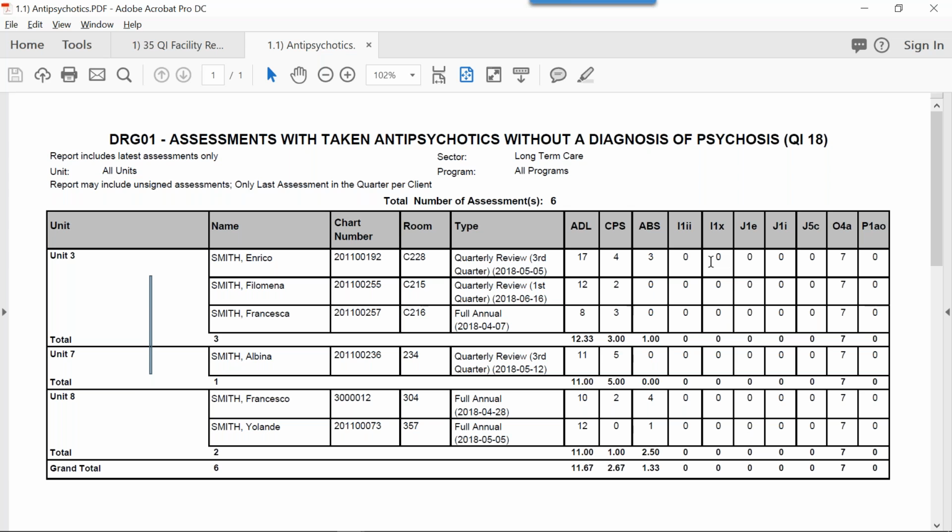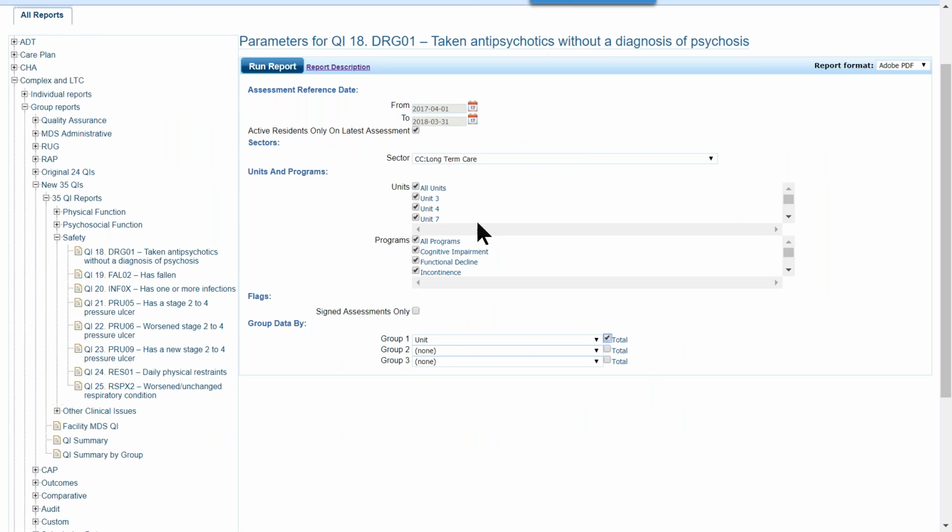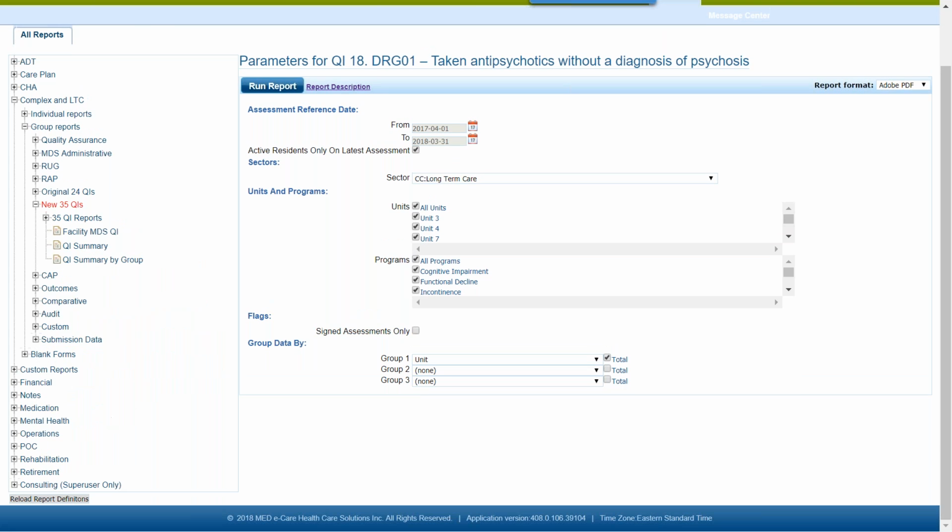Okay, and you can see here the psychoses from the diagnosis section are also showing they're not factors. However, these people are still receiving antipsychotics, and cognition and aggression may be why that is. Okay, so that's how that report is used in conjunction with the last report that we looked at. So I'm just going to close up this listing, and you can do it for all of the indicators.